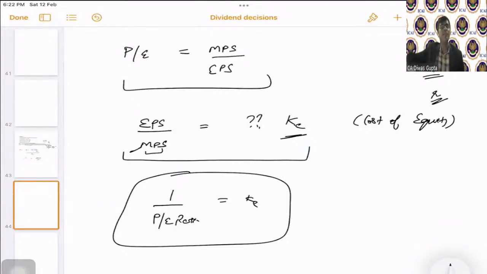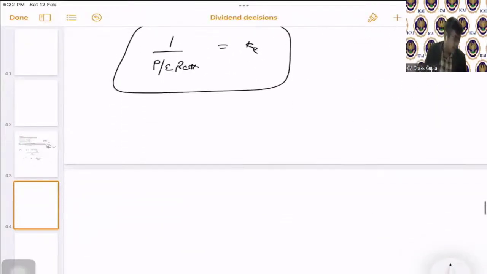Correct? That we will be able to compute after, let's say, a quarter, or after a year, once the results are finalized, right? But this KE is actually dependent on MPS, which is market price per share, which keeps on changing every second. Okay? Mansha, I hope I am able to give you an answer here, or a perspective here. Okay? And so this is first.